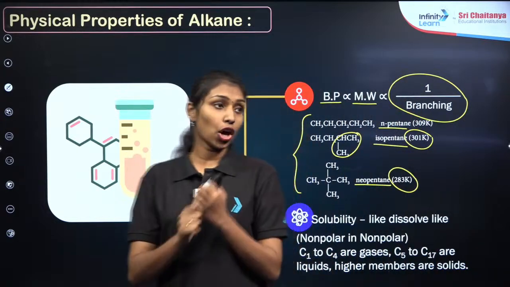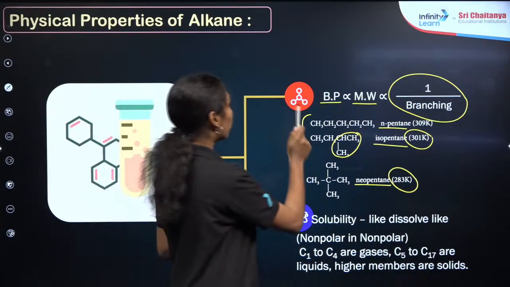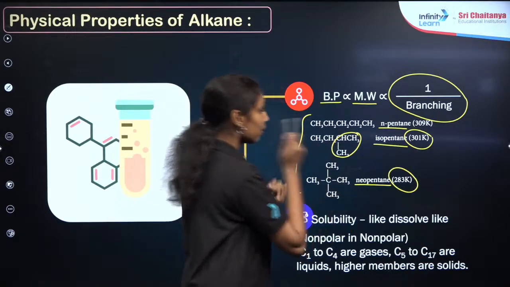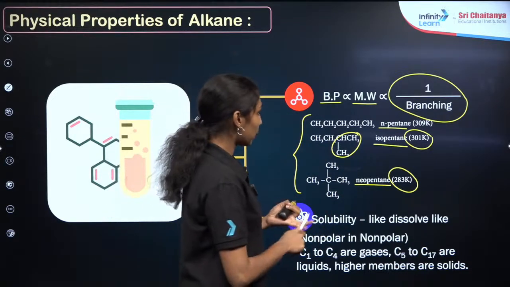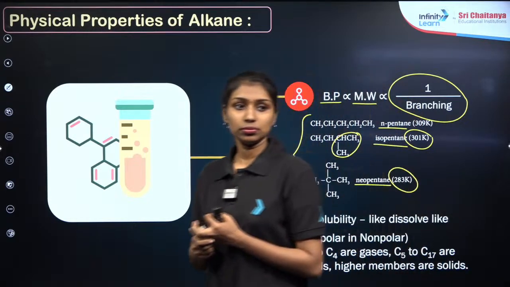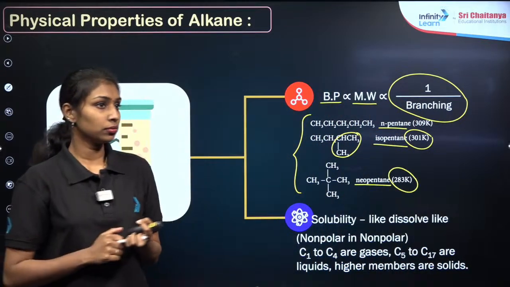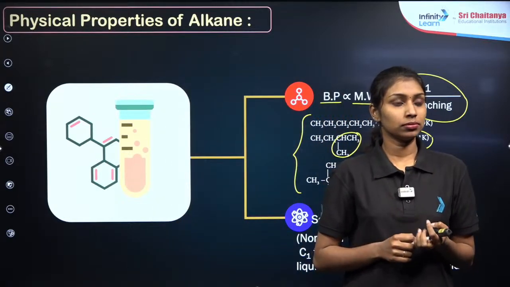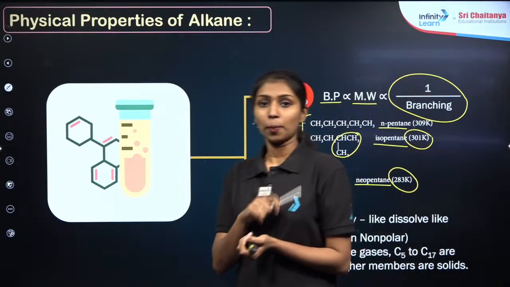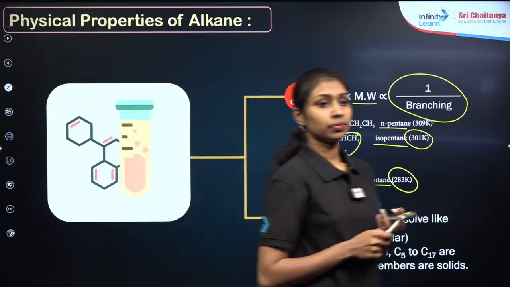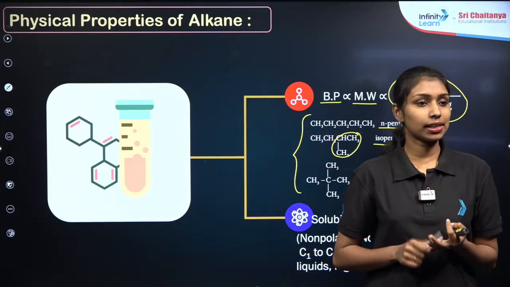So we can say that the order of boiling point of isomers of pentane starts from neopentane having the lowest, then isopentane, then normal pentane. Clear? Based on this particular property, you may get more questions in the JEE Main exams. Is that clear?